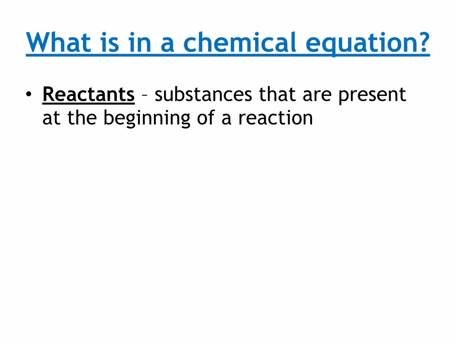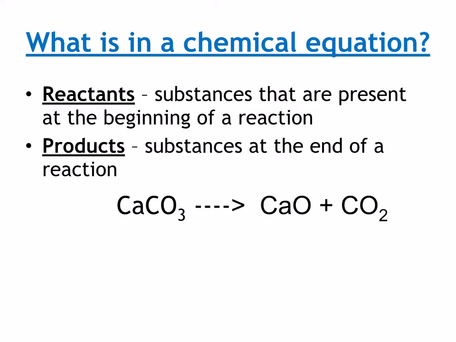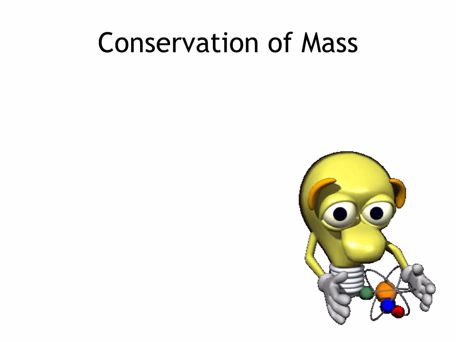So in a chemical equation, you have your reactants, which are the substances that are present at the beginning of a reaction. They're what you use to make a reaction, and they make a product. So a product is something at the end. Always think reactants before the arrow, products after. So in this one, the CaCO3 is your reactant, and your products are CaO and CO2.